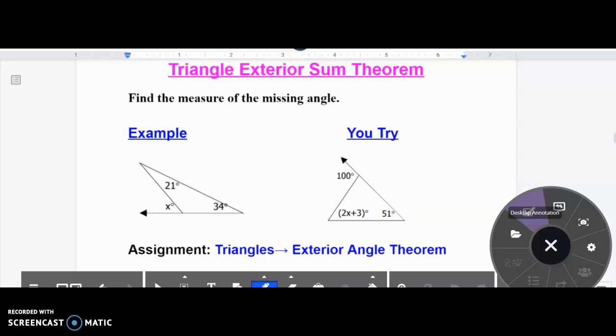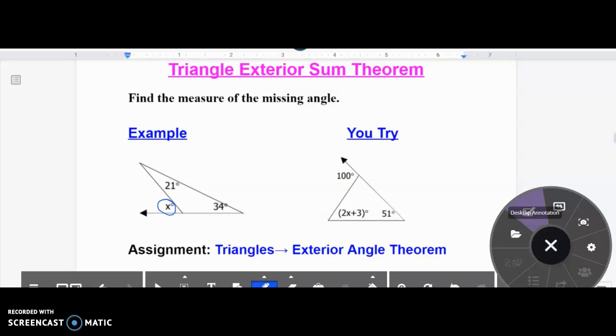Okay, class, now we will be using the triangle exterior sum theorem to solve for missing variables and missing angles, okay? So the very first thing that we must do is look at the triangle on the left. Notice that this angle is on the outside. That's called exterior. That's why this is called exterior, okay?